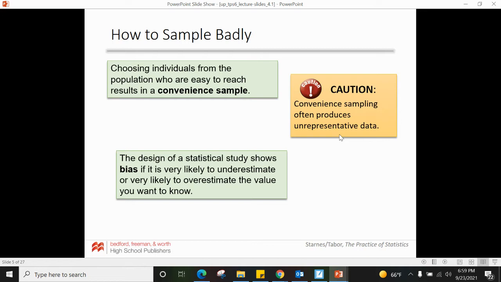So our convenience sample could have potential negative consequences because we overestimate how much people like off-campus lunch, which would skew the data. So the design of a statistical study shows bias if it is very likely to over or underestimate the value you want to know. So the example I gave, it probably overestimated it because we have a lot of juniors and seniors in our class.